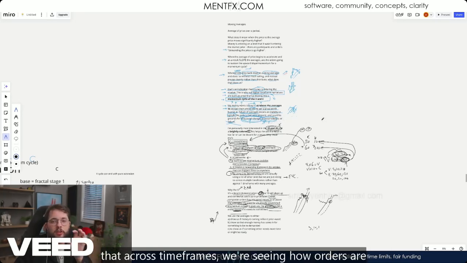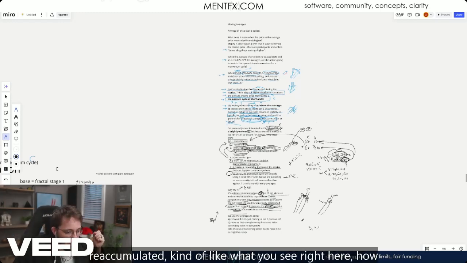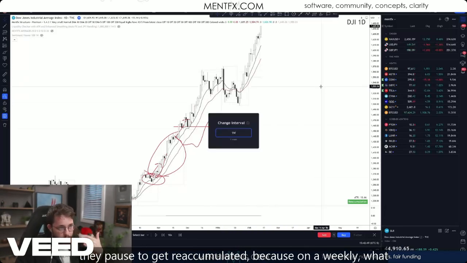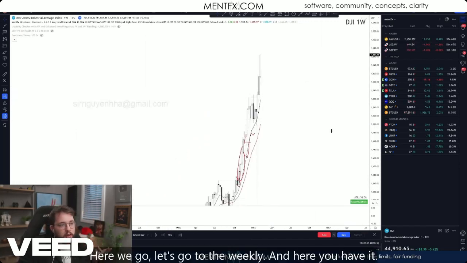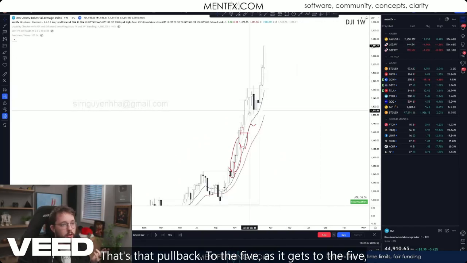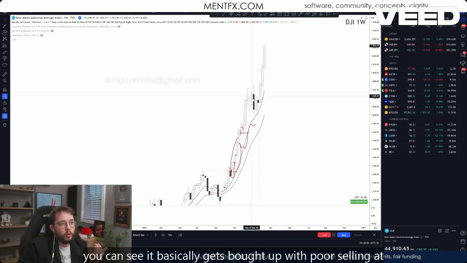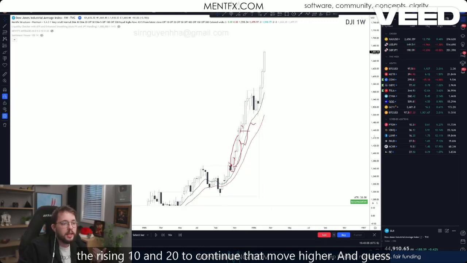When we do that across timeframes, we're seeing how orders are continuously put into the market or how they pause to get reaccumulated, kind of like what you see right here. On a weekly, what does that become? That becomes a pullback to the 5, 10, and 20. Let's go to the weekly, and here you have it. That's that pullback to the 5. As it gets to the 5, you can see it gets bought up with poor selling at the rising 10 and 20 to continue that move higher.